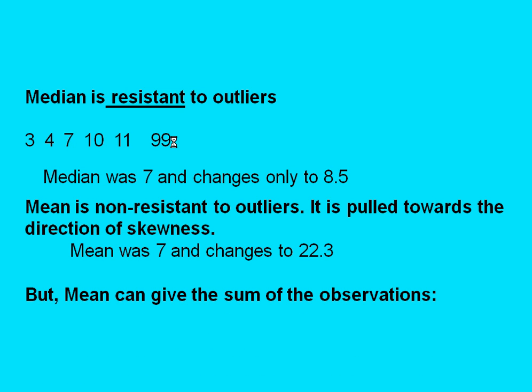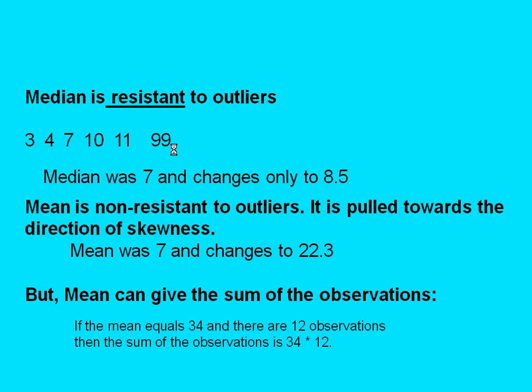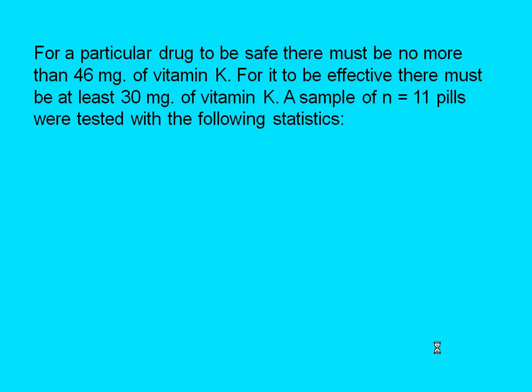But mean's not all bad. Mean's great. It can give us the sum of the observations, because if you use the formula, and if we know that the mean is 34 and we know that there's 12 observations, we can simply multiply 34 by 12 and we'll know the sum of all the values.